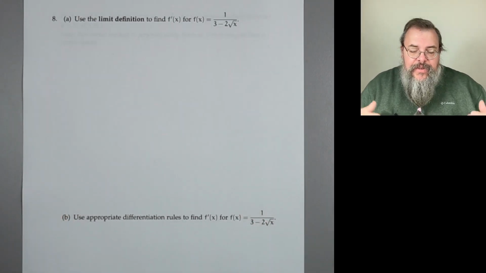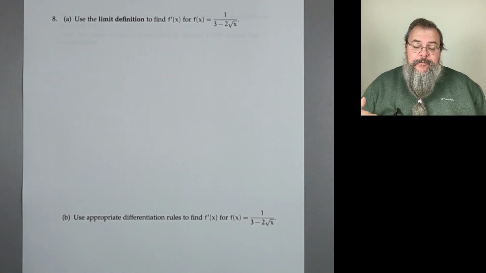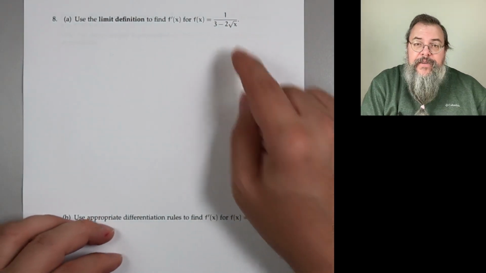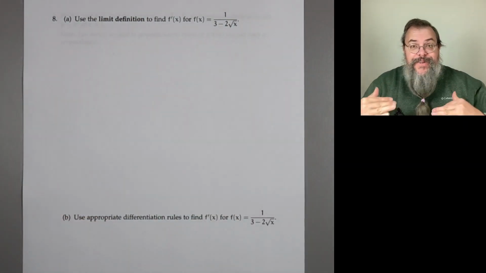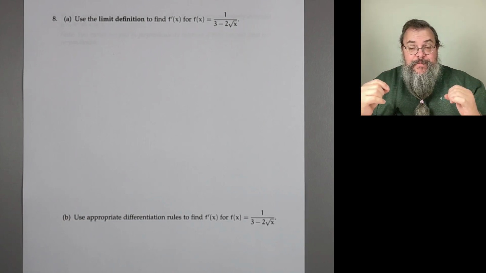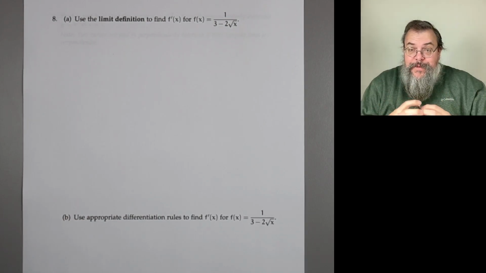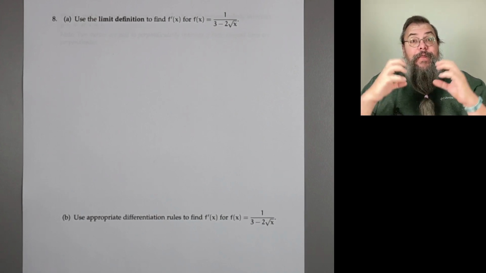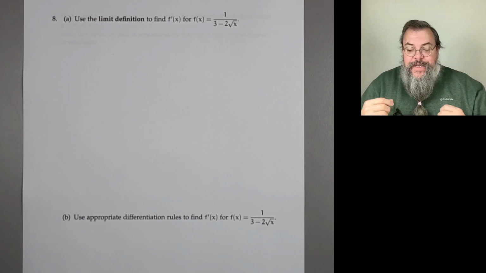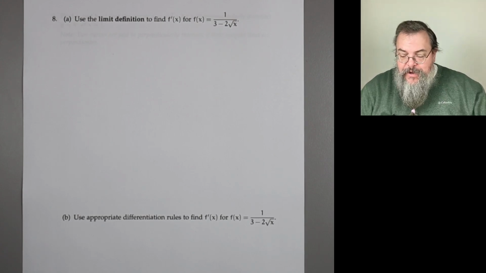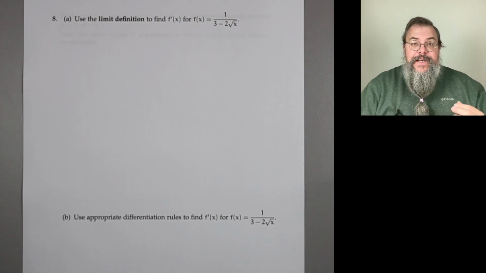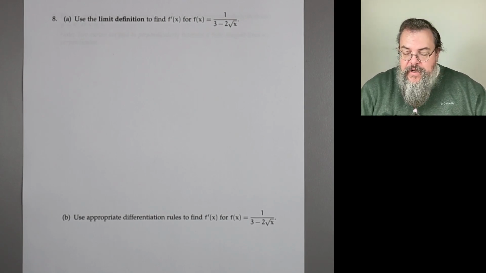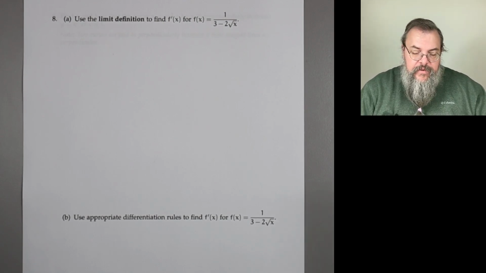Number 8, use the limit definition to find f prime of x, where f of x is 1 over 3 minus 2 root x. Now, I'm going to be really blunt. They are very picky about these problems. If you do not use the limit definition, you will not get the points. And they love these problems, so be ready for limit definitions to show up. If you know it's coming, you'll be ready for it when it shows up. No surprises. And we like it when there are no surprises.